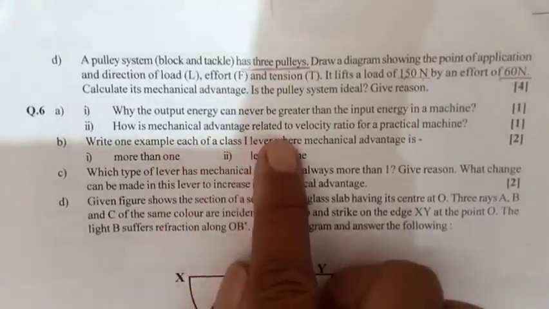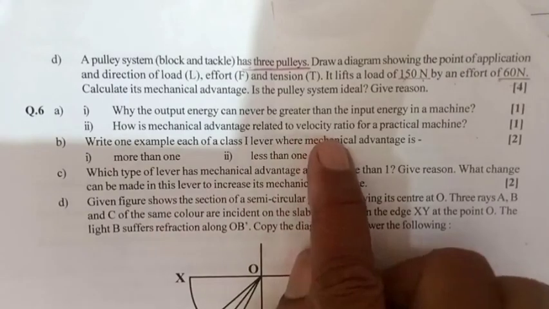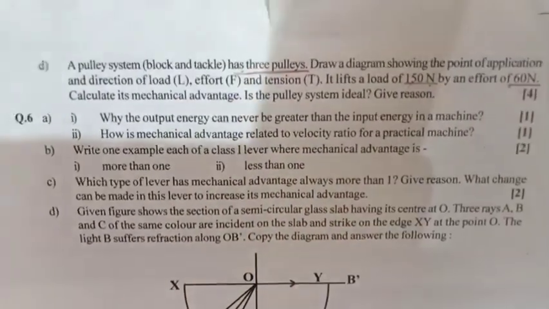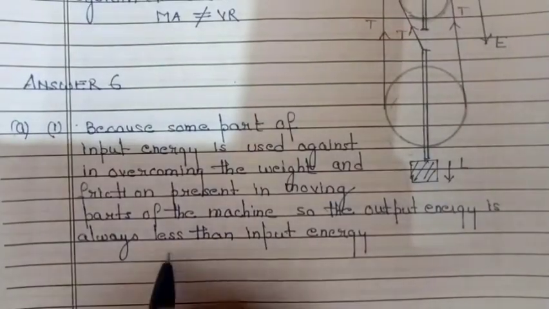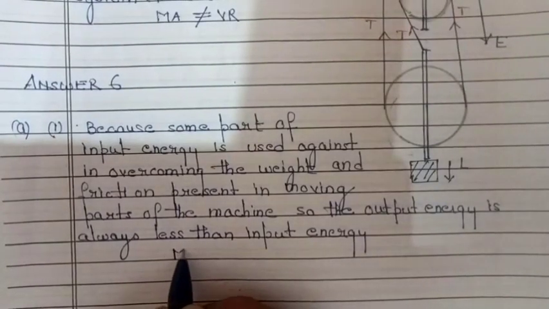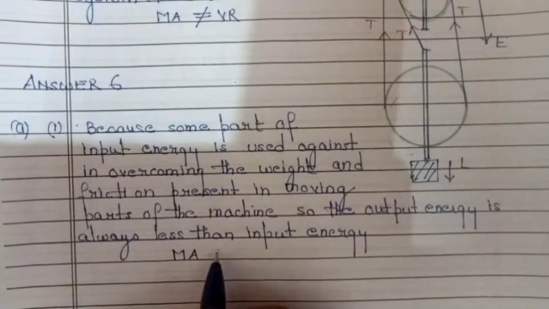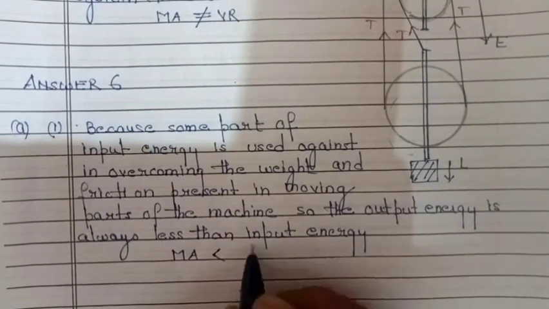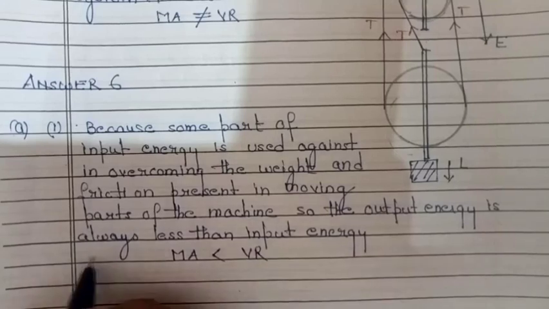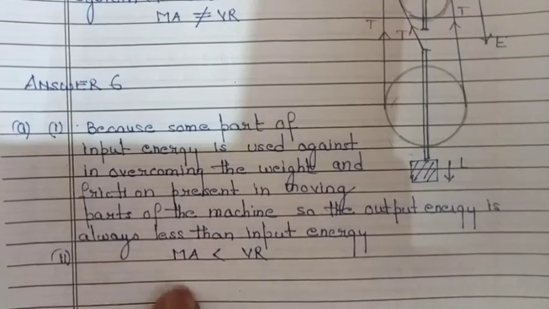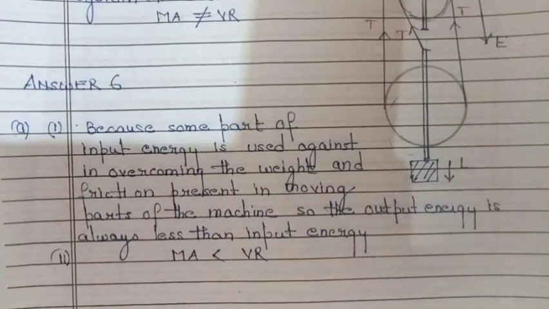Second part says, how is mechanical advantage related to velocity ratio for a practical machine? Now remember, in a practical machine, mechanical advantage is always less than velocity ratio. If it's a practical machine, then mechanical advantage will always be less than velocity ratio. Okay, moving on to the next part.